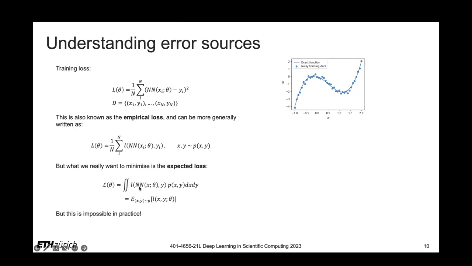So what's that? For every possible value of X and Y, we evaluate what the loss function is with the network at that point. We multiply it by the probability of that pair of data being true, and then we integrate over the whole thing. So it's just an expected value. But the tricky thing is we really can't do this in practice. We're training neural networks with a limited amount of training data in the majority of cases.